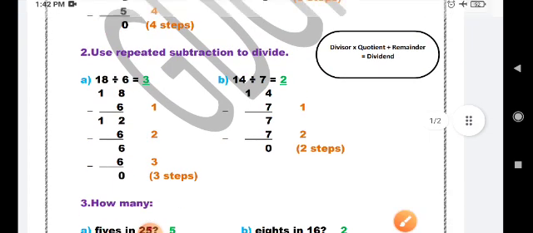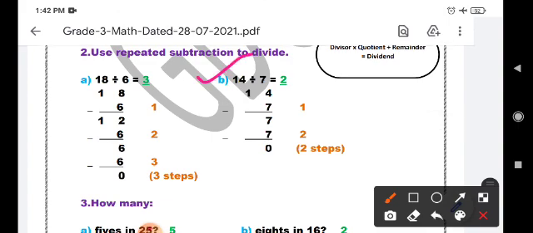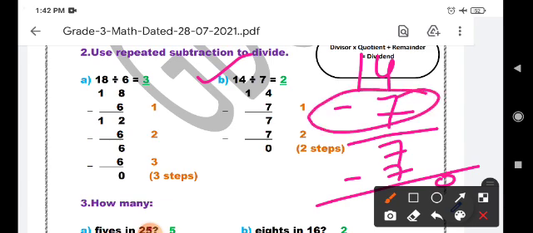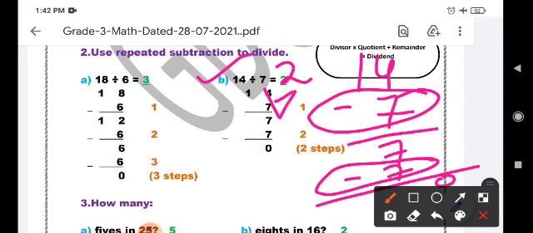Now come to B part. 14 divided by 7. For that, what you need to do is subtract 7 first. Then 14 minus 7 is 7. Again you have to subtract 7. You will get 7 minus 7 is 0. Now count how many times I subtracted 7. Repeated subtraction is 2 times. That means here I am going to write 2. Still you can verify here whether you are doing correct or not. 7 twos are 14. It is the same as the dividend that is given above.